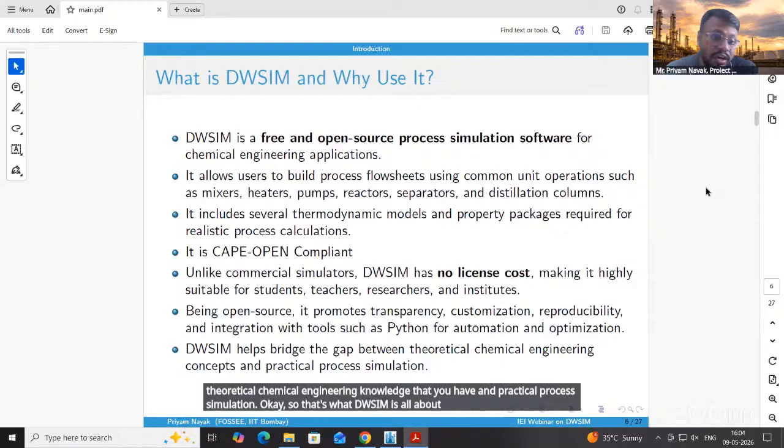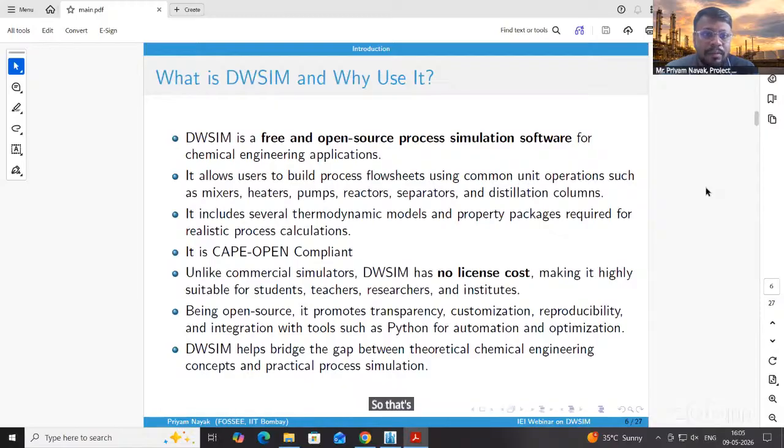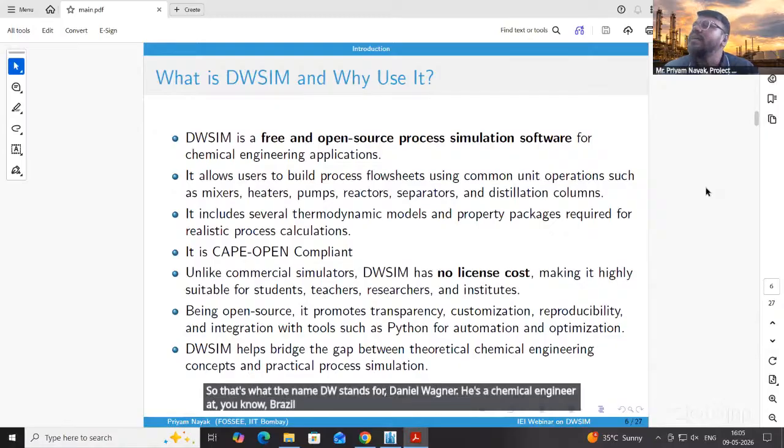By the way, DWSIM is not developed by us at IIT Bombay. It is developed by an engineer called Daniel Wagner. That's what the name DW stands for, Daniel Wagner. He is a chemical engineer in Brazil. I forgot his organization name, but yes, he's a chemical engineer in Brazil, and we work very closely with Daniel on DWSIM, to give constant feedback on different errors and issues that we face. Okay.